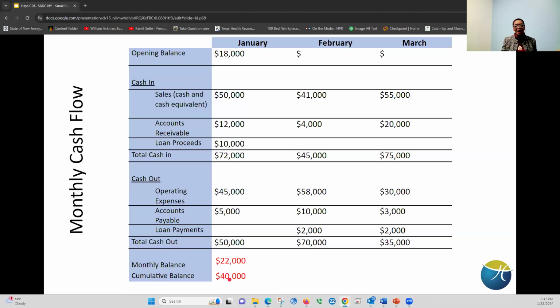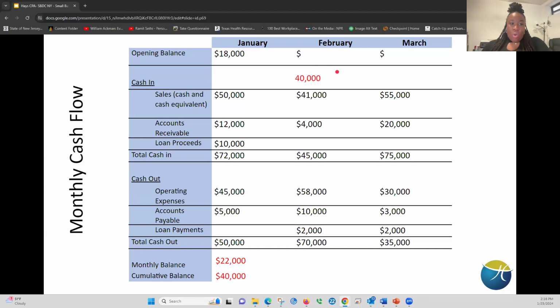And then we see that the cumulative balance is 40,000. How did we get the 40,000? Because you already had 18,000 in hand when you started the operations for the month. And then with what you had at the end of the month, that's how we got to our cumulative balance of 40,000. Shaneque, you want to pick up with February?